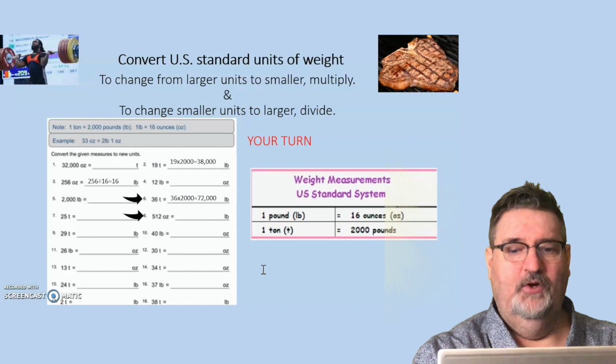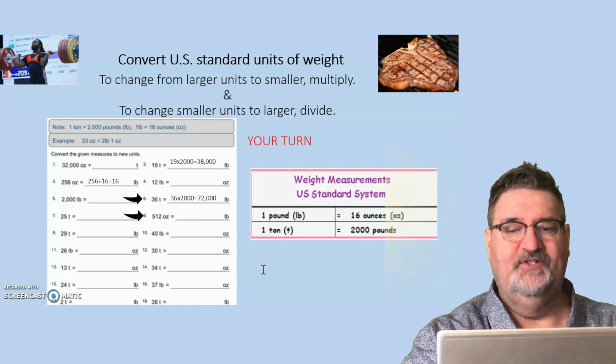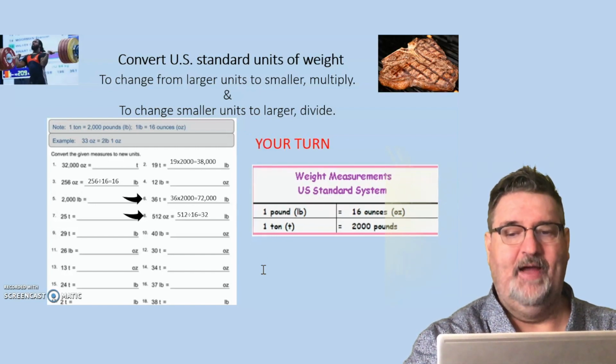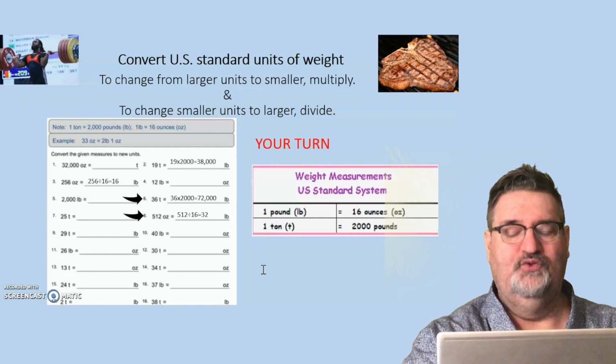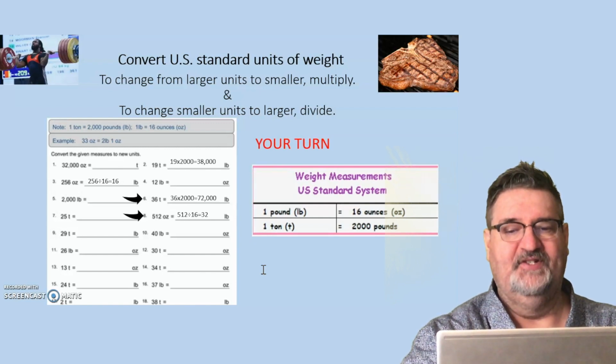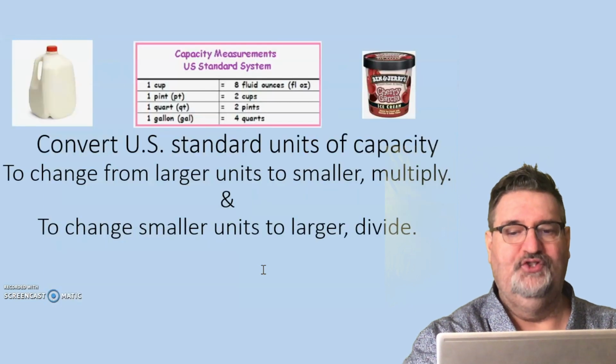All right, so on number 6, 36 times 2,000 is 72,000 pounds. And for number 8, 512 divided by 16, because there's 16 ounces in a pound, equals 32 pounds.